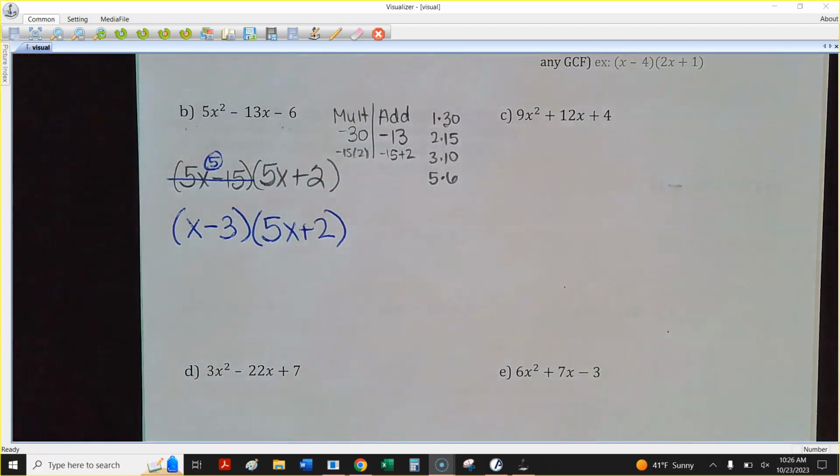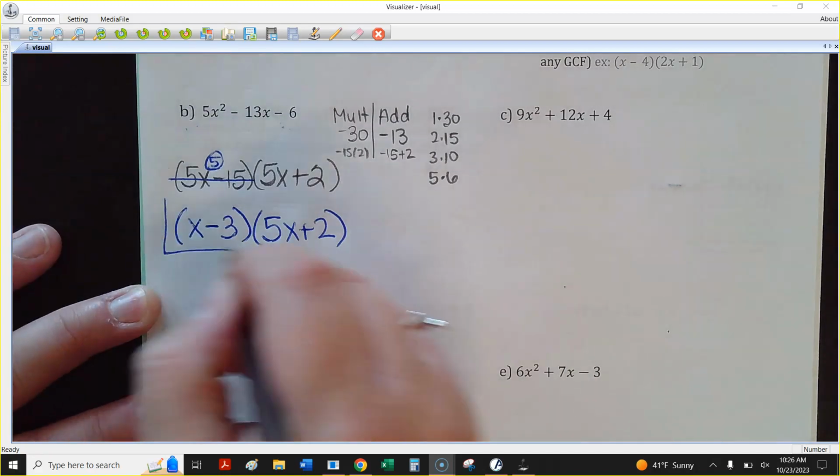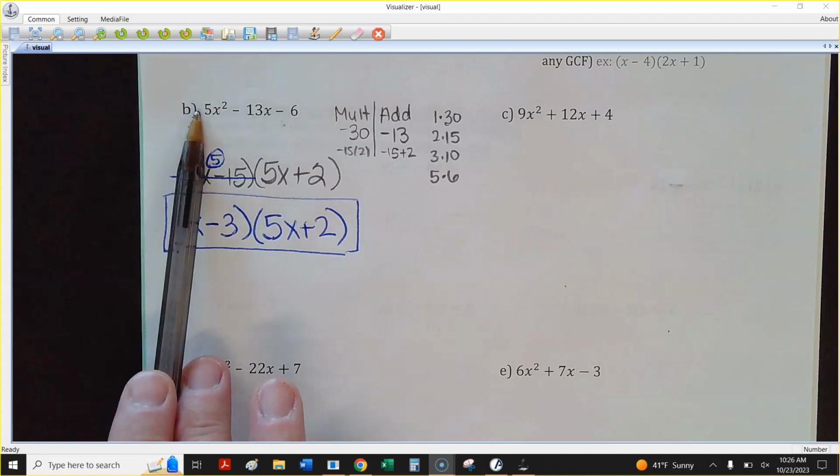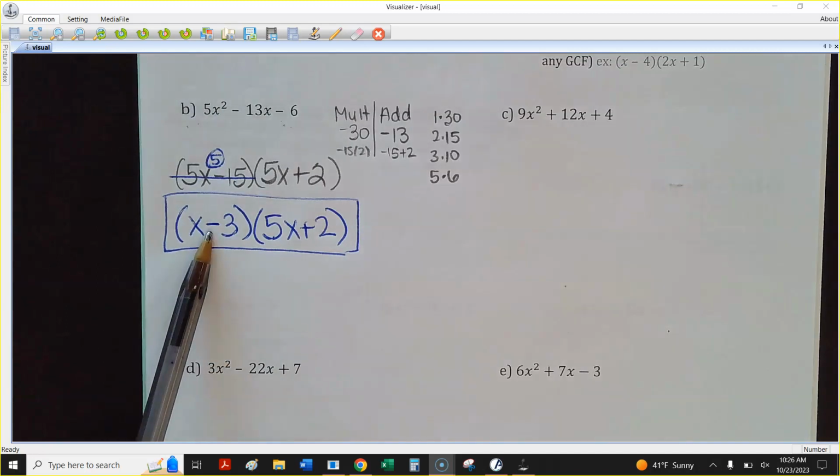And then again, this is my factored form. I just want to spot check real quick. So I do x times 5x, that would give me back 5x squared, so we're good there. Negative 3 times 2 would give me the negative 6, so we should be okay. If you want to completely FOIL it out, you could do that. It's up to you.